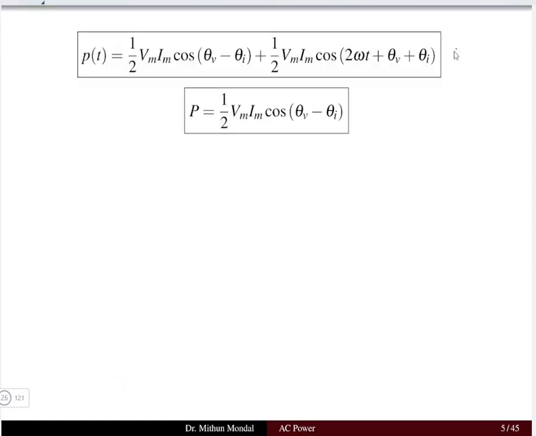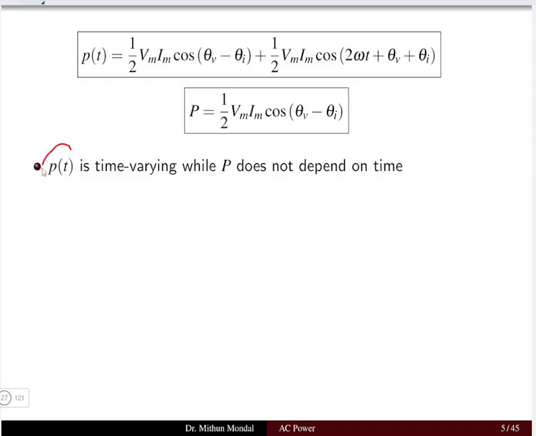Now we have the instantaneous power equation, and we have the average power equation. We will go deeper into this to understand more phenomena. The instantaneous power is basically a time varying quantity. You can see that it is depending upon time. The first part is a constant, the other part is time varying, which is a cosine function.